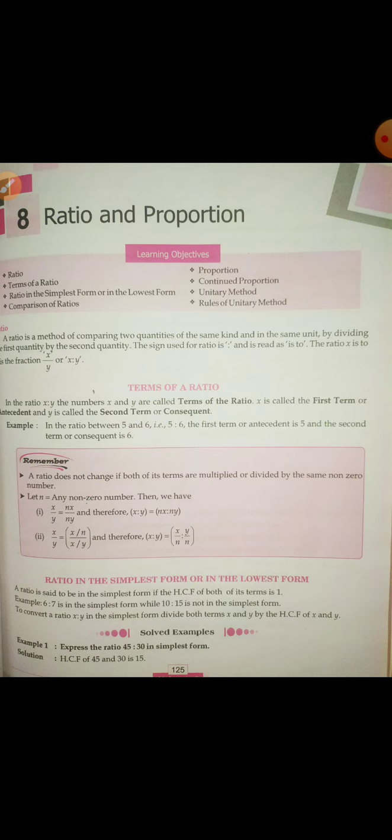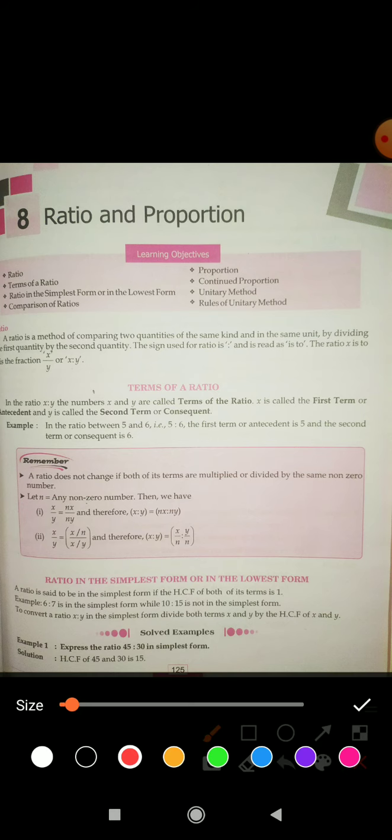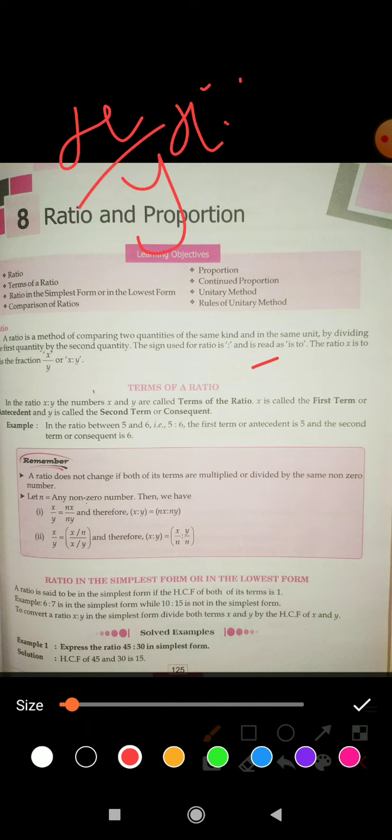Okay, so what is a ratio? A ratio is a method of comparing two quantities of the same kind, of the same unit, by dividing the first quantity by the second quantity. The sign used for ratio is this sign. This is the ratio sign. It is read as x is to y, like a fraction form x upon y, or x ratio y. So this is the ratio.